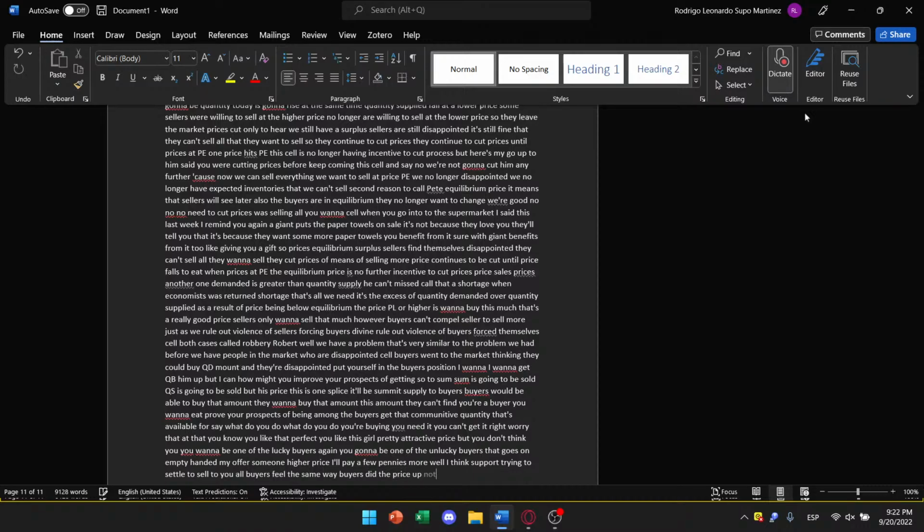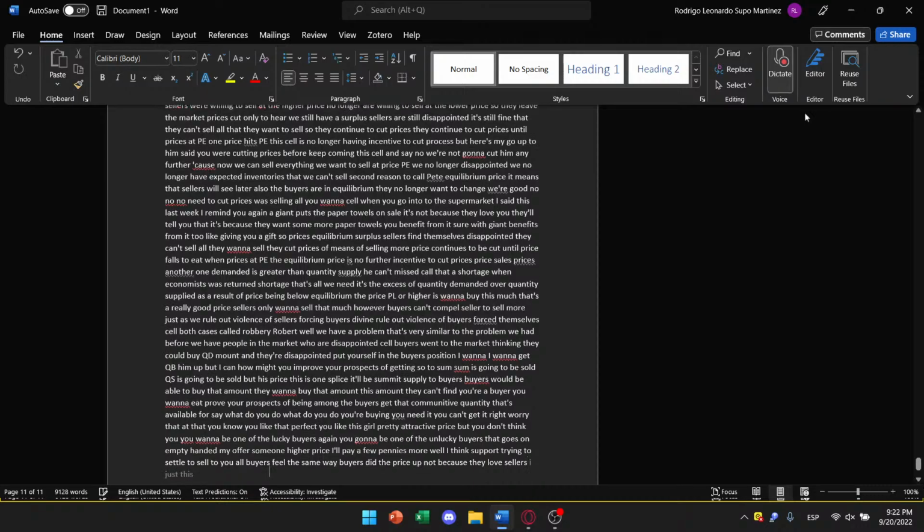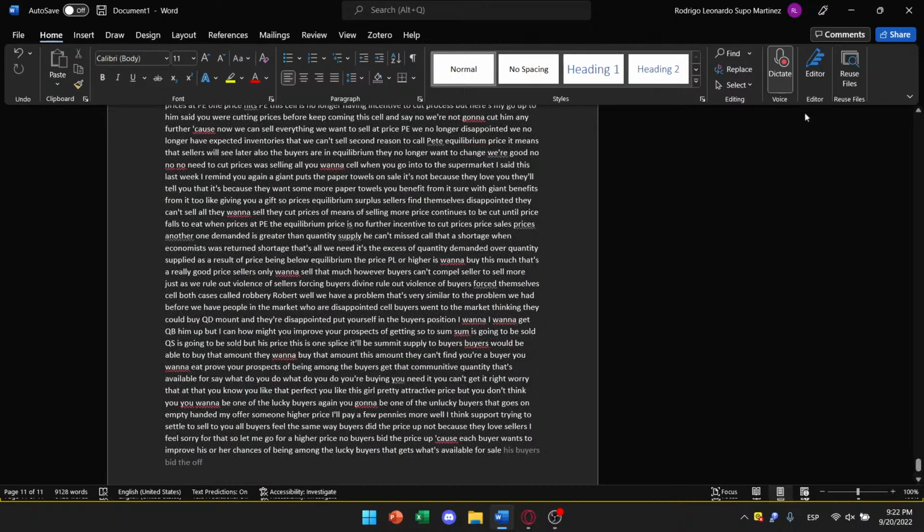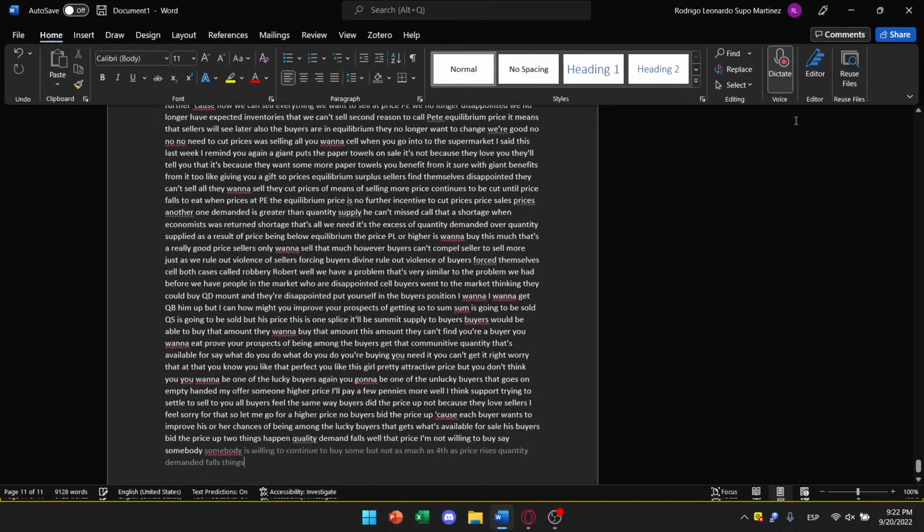Not because they love sellers. I feel sorry for this seller, let me go for a higher price. No. Buyers bid the price up because each buyer wants to improve his or her chances of being among the lucky buyers that gets what's available for sale. As buyers bid the price up, two things happen. Quantity demanded falls. Well, at that price, I'm not willing to buy it, say some buyers. Some buyers are willing to continue to buy some, but not as much as before. As price rises, quantity demanded falls.